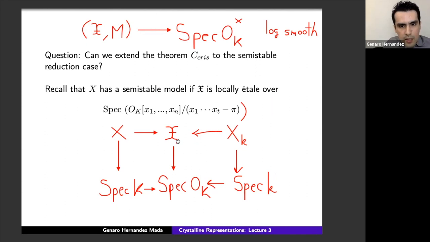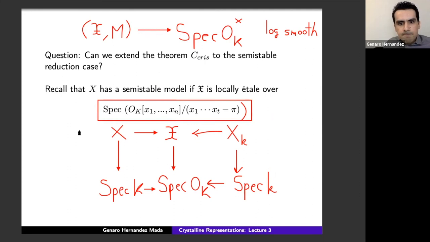And with this, right? So semi-stable. The question is, how can we know whether this special fiber is smooth or not? I mean, it's possible that it is, but it's possible that it's not.